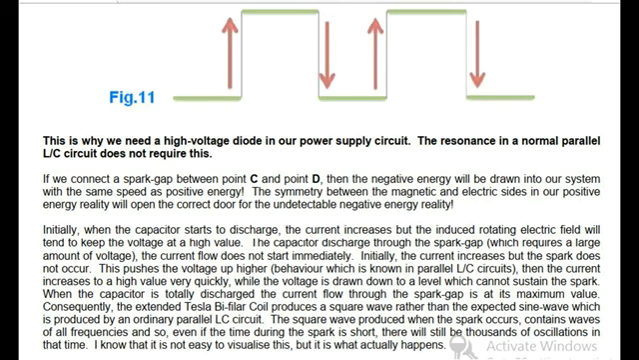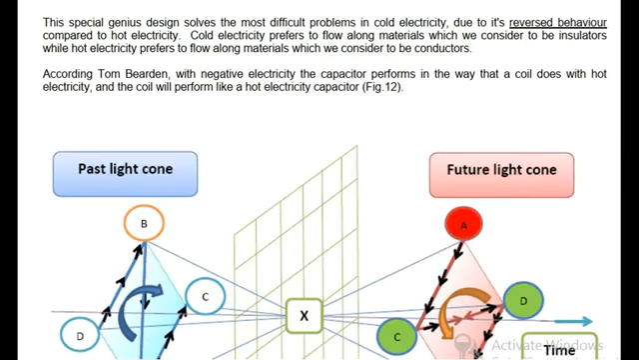The square wave produced when the spark occurs contains waves of all frequencies and so, even if the time during the spark is short, there will still be thousands of oscillations in that time. I know that it is not easy to visualize this, but it is what actually happens. This special genius design solves the most difficult problems in cold electricity, due to its reversed behavior compared to hot electricity. Cold electricity prefers to flow along materials which we consider to be insulators, while hot electricity prefers to flow along materials which we consider to be conductors.